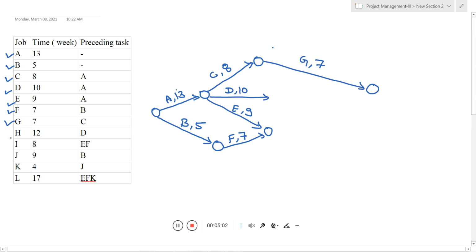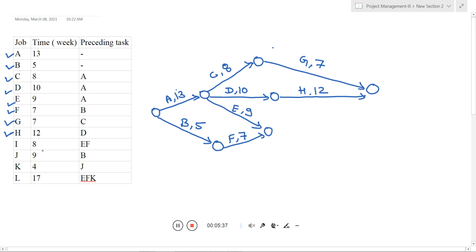Now if I talk about the activity H, 12 is the time duration and the preceding relationship is with D. So here D is completed, and you start the activity H and you will meet the end, because H does not play as a preceding relationship for any other activity, and the duration for H is 12. So I write here 12. So H is completed.